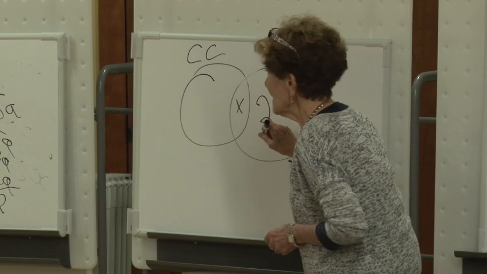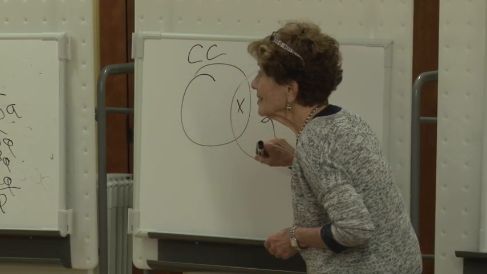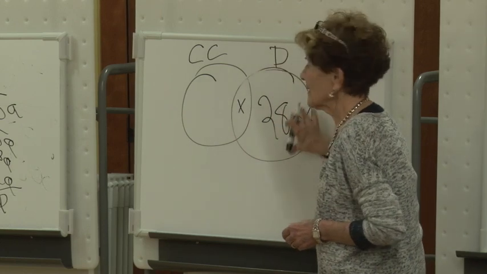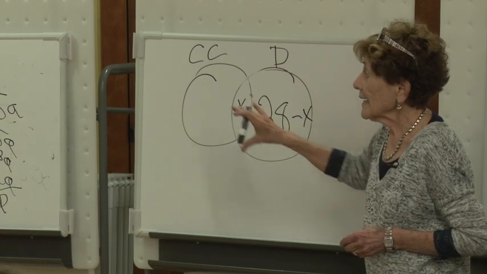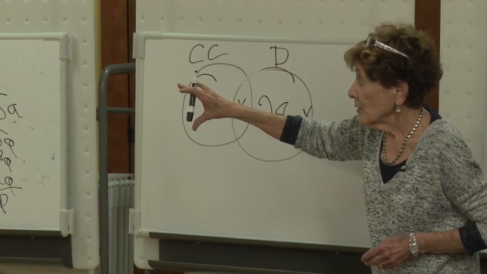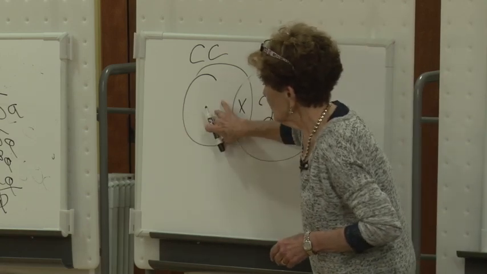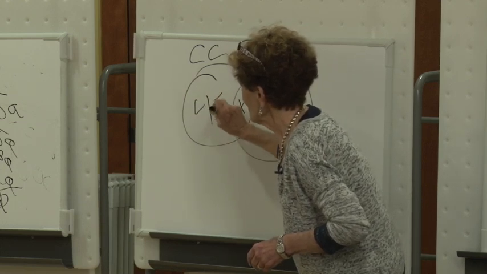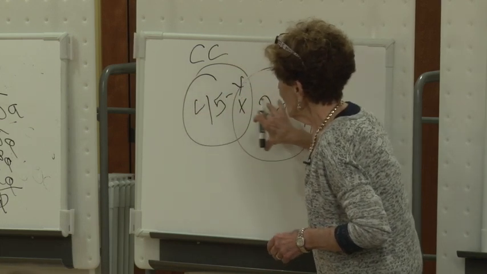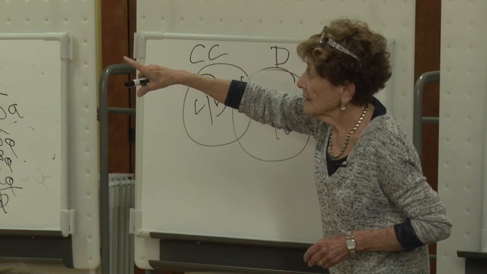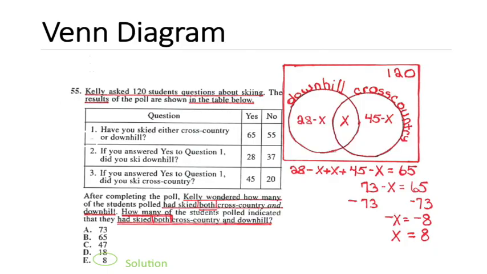Right. So this is 28 minus X. Do you see why? Because the whole thing has to add up to 28. Okay, your cross country, there were 45, so this piece is 45 minus X. And that whole thing has to add up to, how many did one or the other? 65. So you would just do 45 minus x plus 28 minus x equals 65, and you'd solve for x.